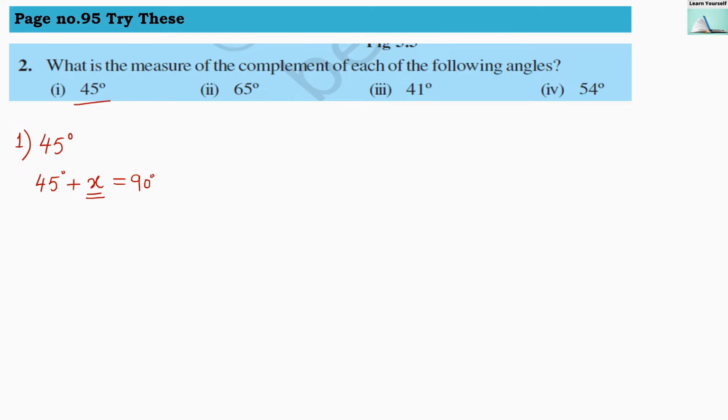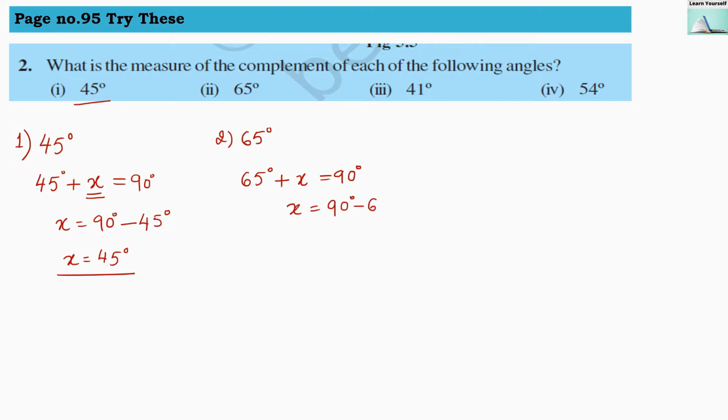So let us find out the value for x. So x equals 90-degree minus 45-degree. So x equals 45-degree. So other angle's measure is 45-degree. Second, 65-degree is first angle. We have to find out measure for second angle. So 65 plus x equals 90-degree. Let us find out the value for x. So 90-degree minus 65-degree. So x equals, we will get 25-degree. So second angle's measure is 25-degree.